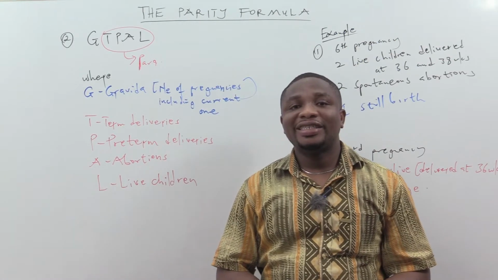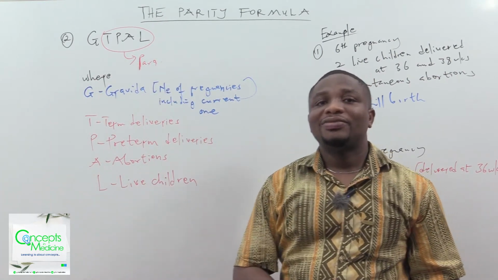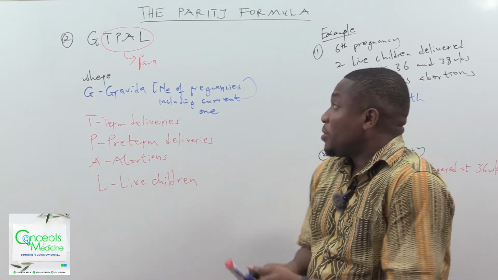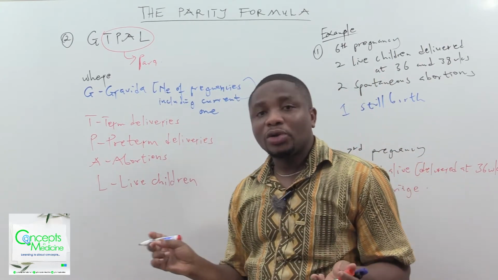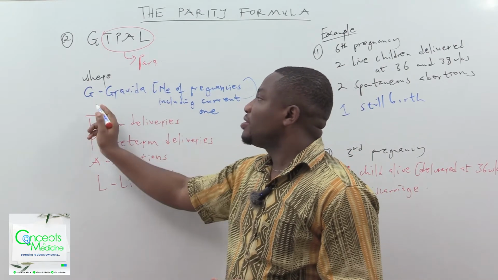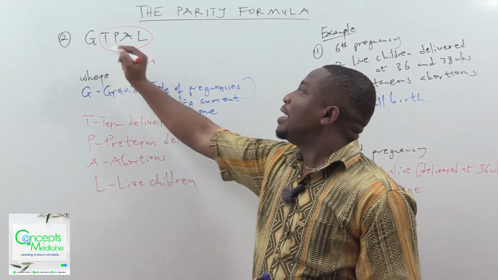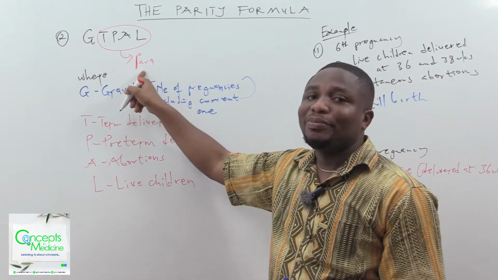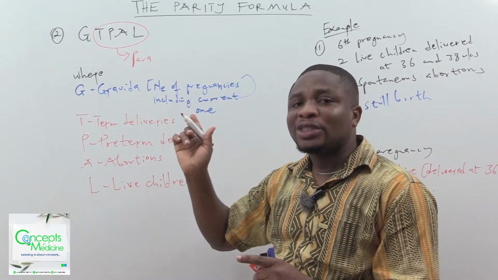All right, let's move ahead and look at the second method. We call it the GTPAL method. For the GTPAL, simply, what are we looking at? We are looking at an acronym for terminologies. G simply means gravida. And again, take note that TPAL together constitute the para, that's the P. In the previous formula, we said G and P, gravida and para. That's what we're talking about.